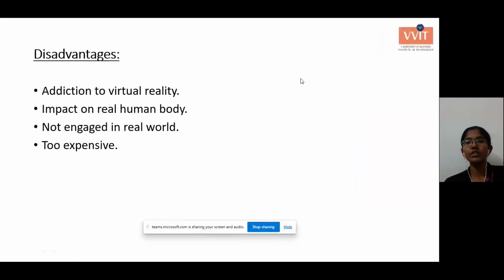And it is too expensive, which means development of virtual reality and the hardware used in virtual reality are too costly, so that normal people cannot buy them.